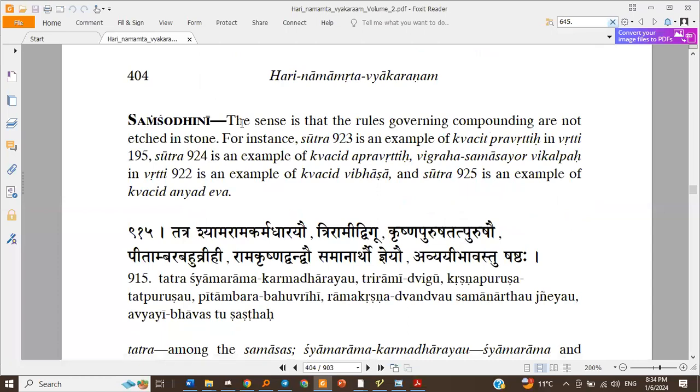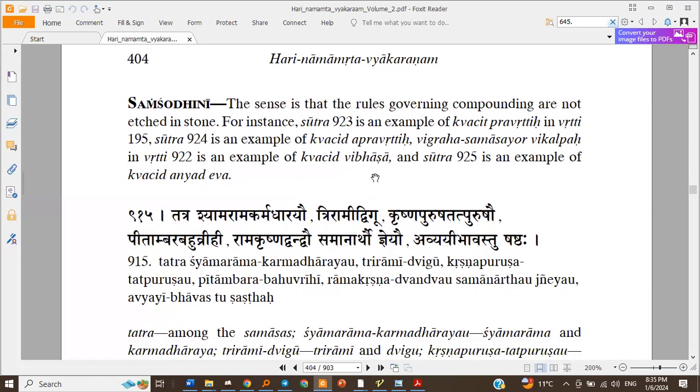Yeah, Sankshodhani says that the sense is that the rules governing compounding are not etched in stone. For instance, Sutra 923 is an example of Kvachit Pravritti. 924 is an example of Kvachit Apravritti. 922 is an example of Kvachit Vibhasha, and Sutra 925 is an example of Kvachit Anyadeva. So these are the four aspects of Bahulam. Sometimes applied, sometimes not applied, sometimes optionally applied, and sometimes forbidden or something else.